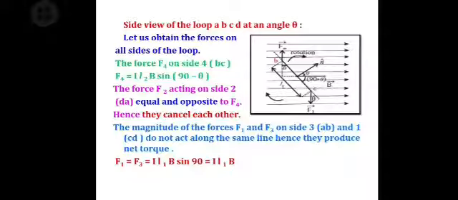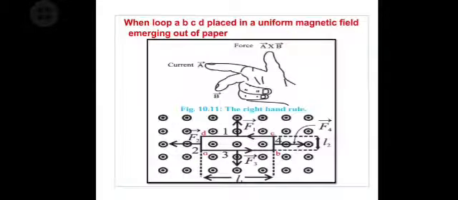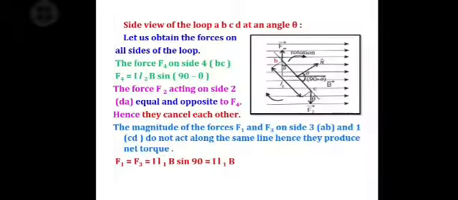Hence, they cancel each other as they are working along the same line. See, in this diagram, you can observe the forces F4 and F2 are working along the same line. And as the forces are equal and opposite, they cancel each other. The forces F1 and F3 on the sides AB and CD do not act along the same line. Hence, they produce a net torque.